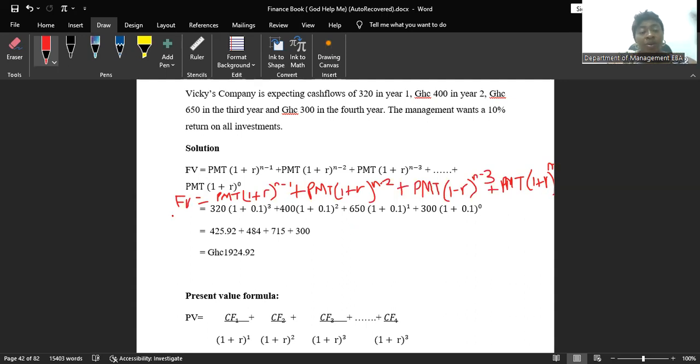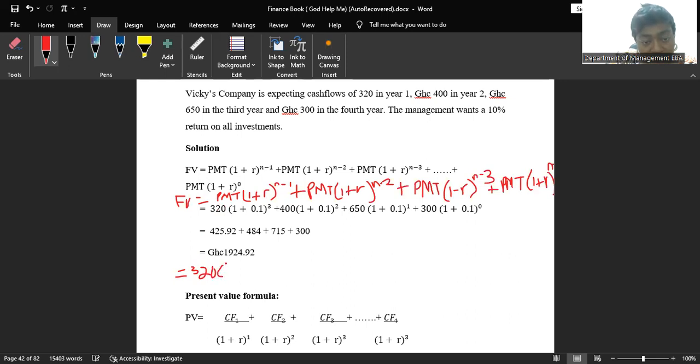Okay, so solve this. Let's insert them. Let's get the information here. So future value is equal to, we have what? 3, 320, right? We are going by the formula.